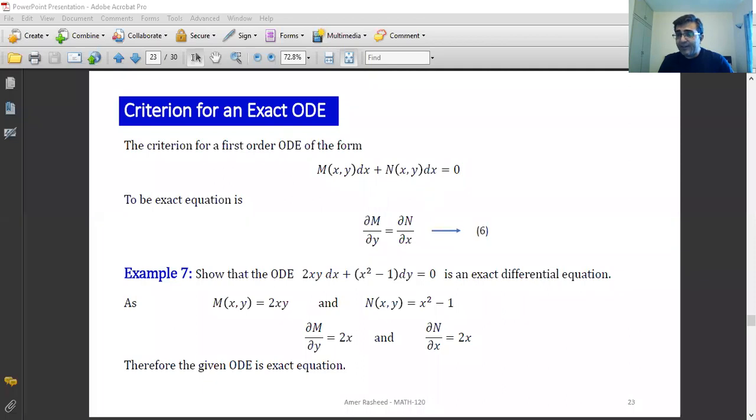Can we swap the places of M and N? If you swap the places, this condition will also be swapped. Okay, I hope you got it. These are done, sir. Okay.